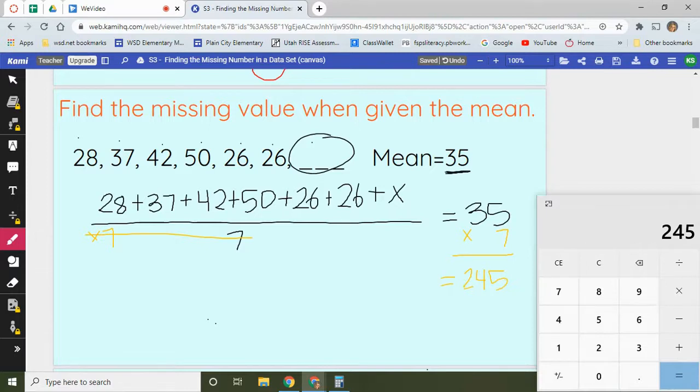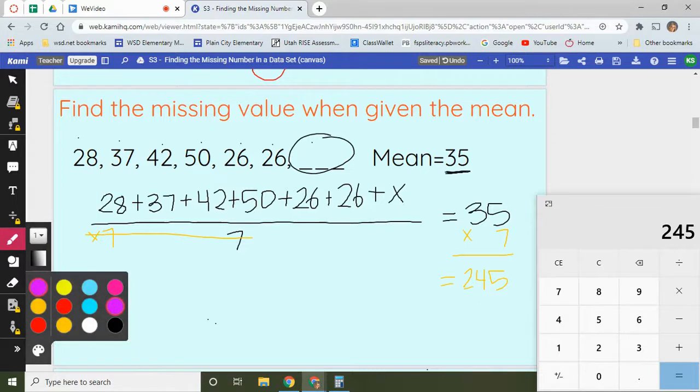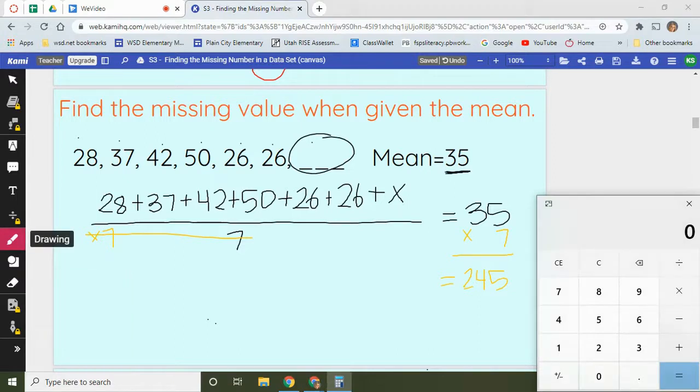245. Okay, our next step is we're going to add all those numbers together that we have. So 28 plus 37 plus 42 plus 50 plus 26 plus 26. And that gives us 209 plus we still have that missing x.